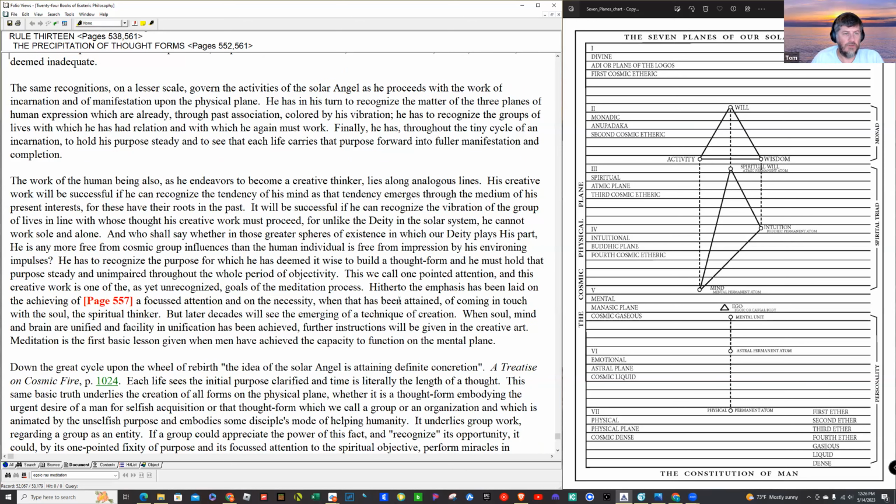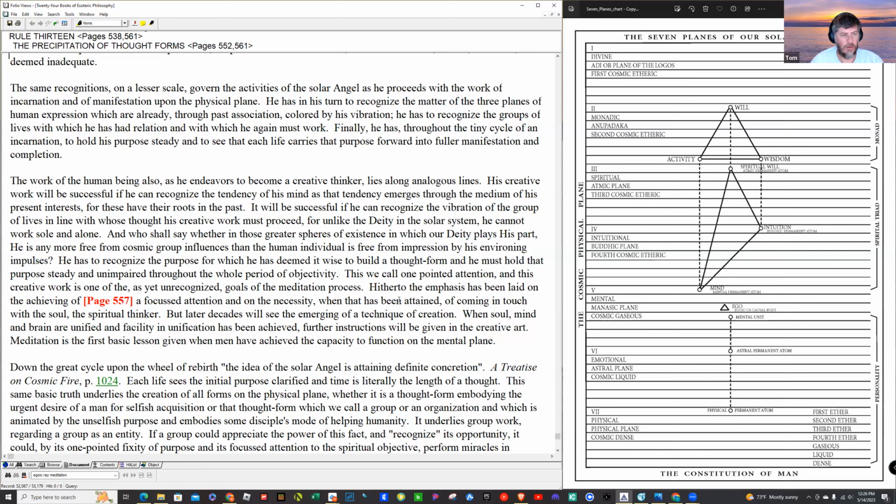The same recognitions on a lesser scale govern the activities of the solar angel as he proceeds with the work of incarnation and of manifestation upon the physical plane. He has, in his turn, to recognize the matter of the three planes of human expression, which are already, through past association, colored by his vibration. He has to recognize the groups of lives with which he has had relation and with which he again must work. Finally, he has, throughout the tiny cycle of an incarnation, to hold his purpose steady and to see that each life carries that purpose forward into fuller manifestation and completion.